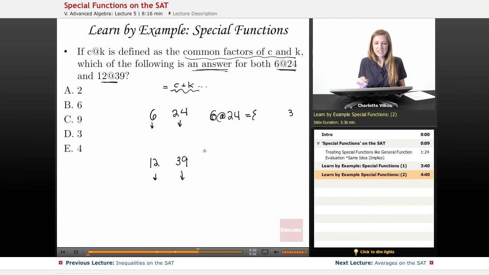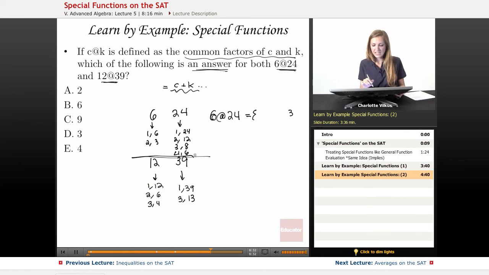So now this becomes a common factor problem more than a special function problem. But realize that a lot of the special functions are defined this way. So here, factors of 6 are 1 and 6, and 2 and 3. 24, I've got a bunch of factors for, so 1 and 24, 2 and 12, 3 and 8, or 4 and 6. And then this is a separate one, so 12, 1 and 12, 2 and 6, 3 and 4, and then finally 39, 1 and 39, and actually 3 and 13 is the other thing that goes in here.